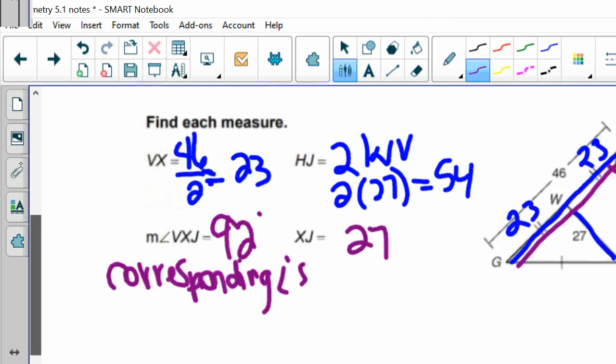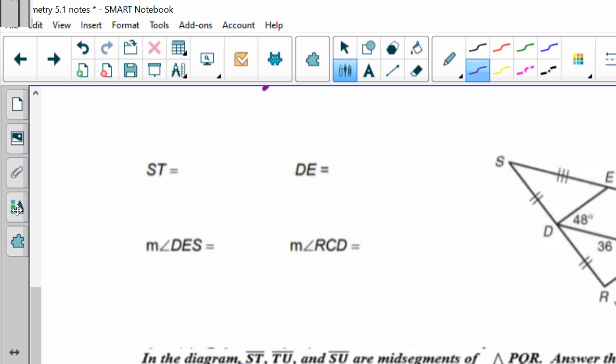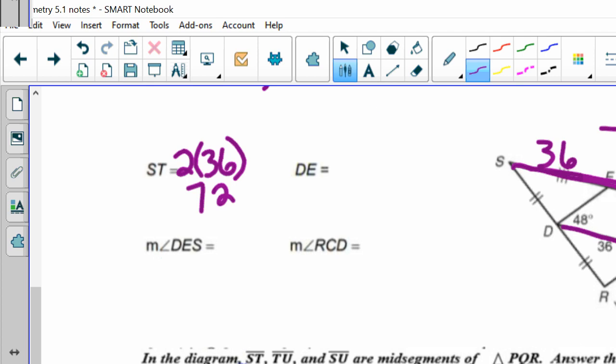Okay, so let's try that again. We have another picture here. They want to know what is the length of ST. So ST, that line is going to be parallel to this line. We could see that ST is bigger, so we know that it's going to be twice this one. So it's going to be 2 times 36. 2 times 36 is 72. So we know that this whole thing is 72. So this is 36 and this is 36.